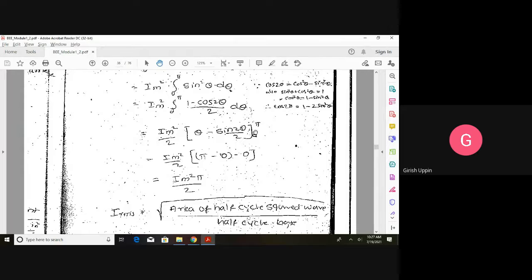This is 0 to pi. And if you do the calculation, this is pi minus 0, and sine of 2 theta is always 0, because whether it is 2 pi or 2 into 0, sine of 0 or sine of 2 pi is always 0. We get it as 0. What is the area? Im square pi divided by 2, that is the area.